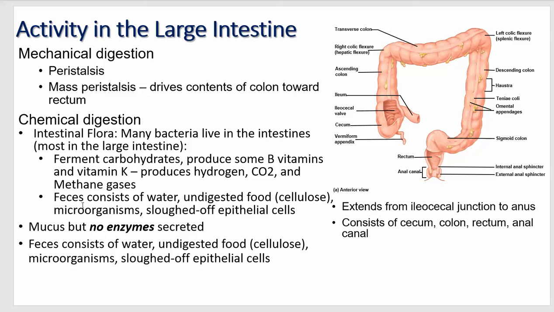Okay. Kind of a repeat of that bullet. Okay, and this is just your picture. It extends from the ileocecal junction to the anus. So the anus is down here, and it consists of the cecum, colon, and rectum. The cecum is the early part. The colon is your large intestine, or the whole thing can be considered your large intestine, but it's divided this way. And then the rectum, and then the anal canal.